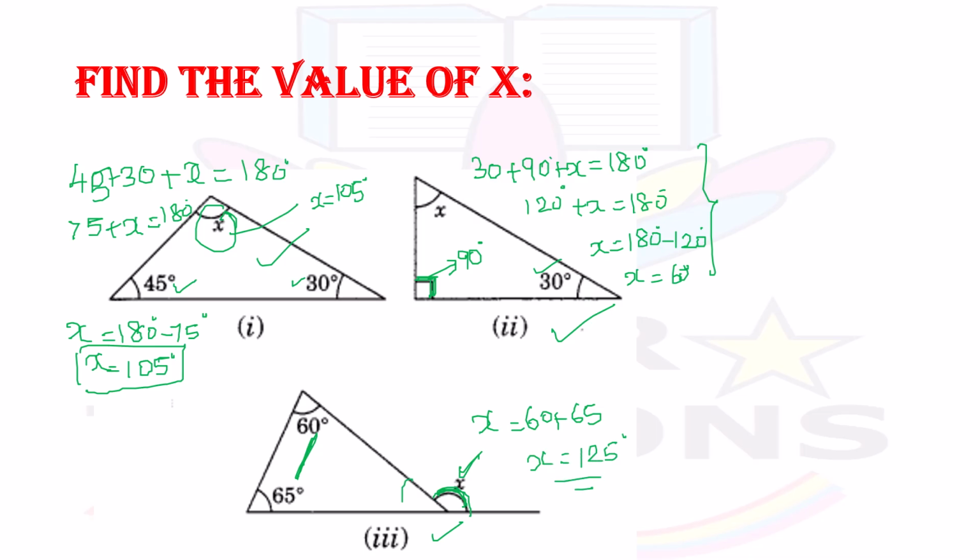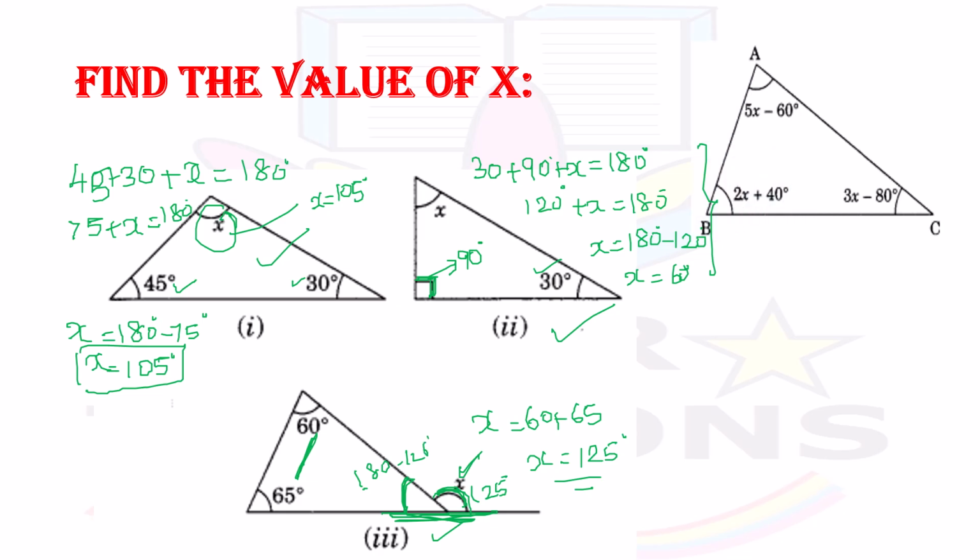Now what will be this angle? How can I find this angle? I can even use the linear property here, right? Because this is actually a straight line, which is 180 degrees. So if this is 125, then what about this angle? It's nothing but 180 minus 125. So this is another property we can use over here.